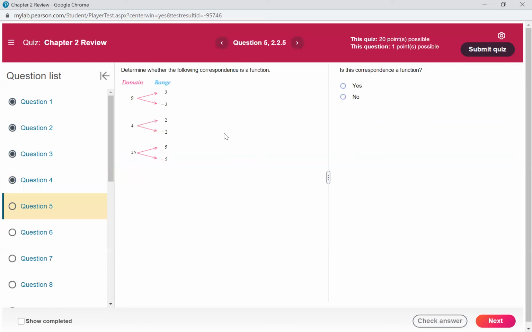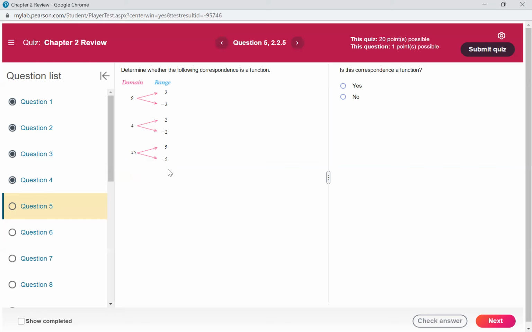They want to determine if this one's a function. Well, y'all, this one's telling me that if the domain's 9, it can go to either 3 or -3. If the domain's 4, it can go to 2 and -2. If the domain's 25, it can go to 5 or -5.